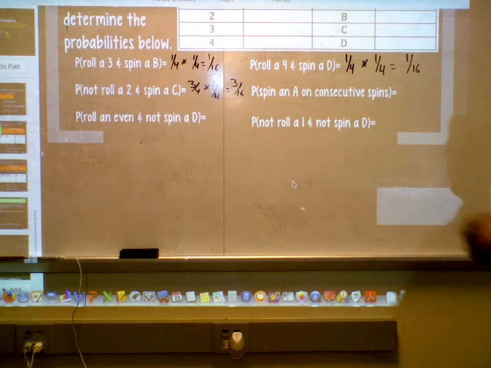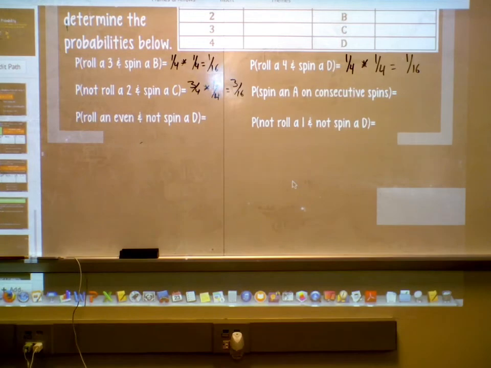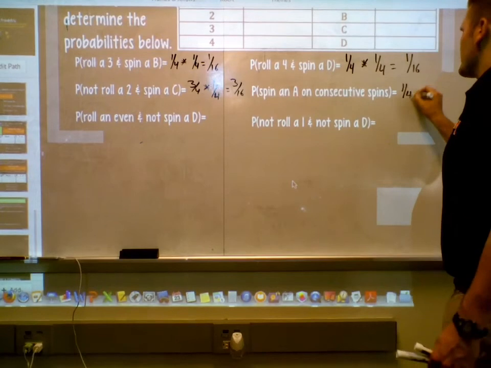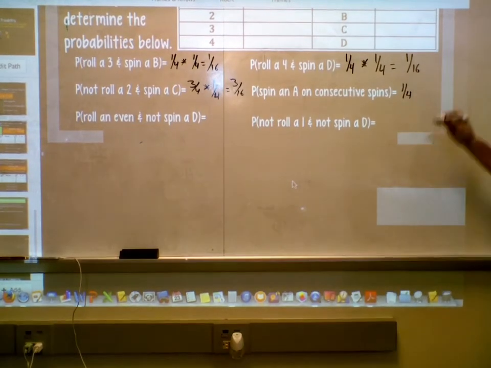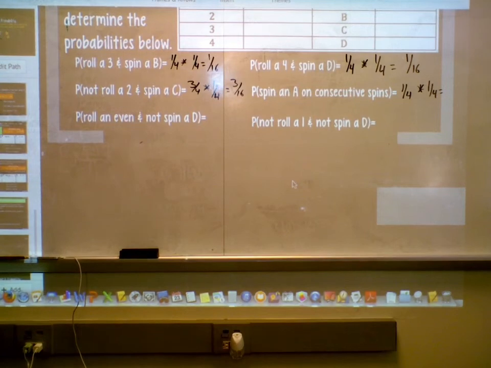All right. What about spinning A on consecutive spins? What that means is you spin it once, and then the immediate next spin you get the same thing. So you spin an A first, and then again on the next spin. So to get an A on the first spin is 1 out of 4, right? What about getting an A on the second spin? And since it's an and statement, we multiply. Anytime you talk about consecutive spins or consecutive flips or consecutive events, you multiply the probabilities because it's an and statement. It means I got this first and second.